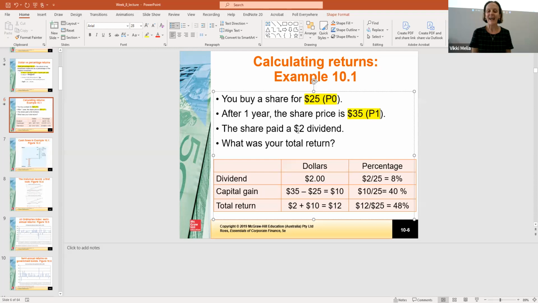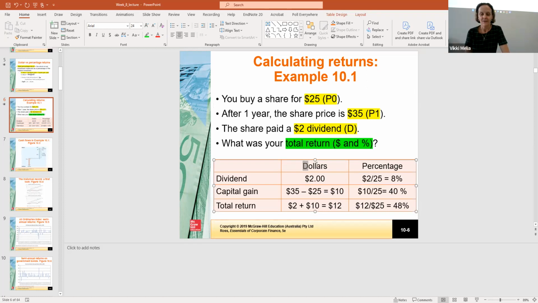The share paid a $2 dividend. So we've got our dividend. What was your total return? Total return can be measured in dollars and as a percentage. So we'll do both.